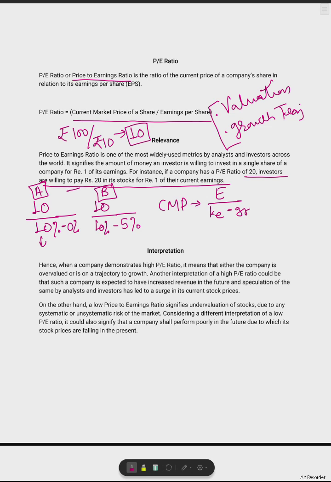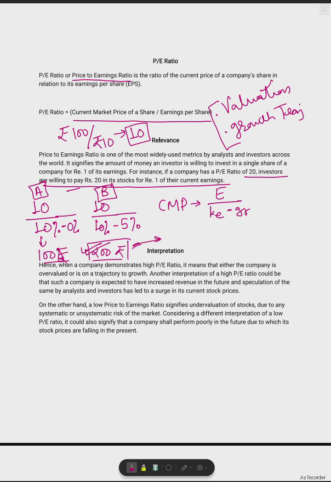So in this case, the current market price, that is more of an intrinsic value of the company, will be 100 rupees, whereas in this case it will be 200 rupees. It's because of the growth prospect that you are valuing company B more as compared to company A. So it's not the case that the company is overvalued.